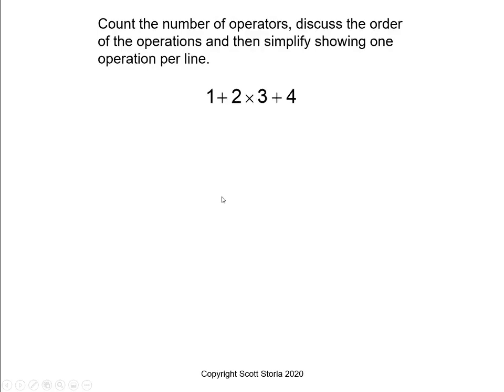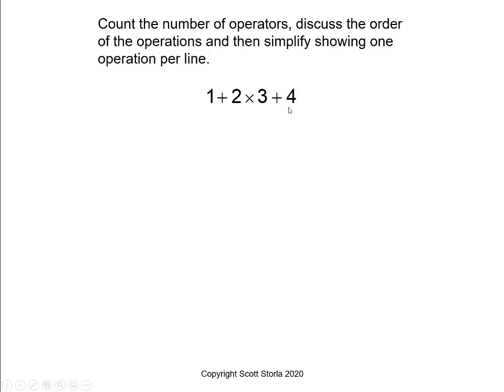Now, the way I'm going to have you work on these is I'd like you to first count the number of operators, then discuss the order you're going to do the operators in, and then finally simplify the expression doing one operator per line.